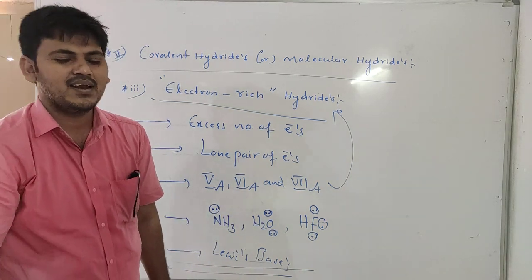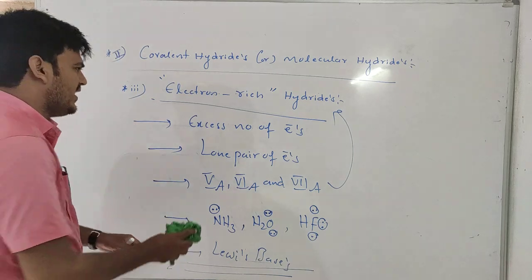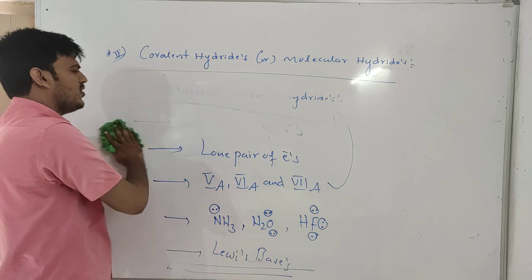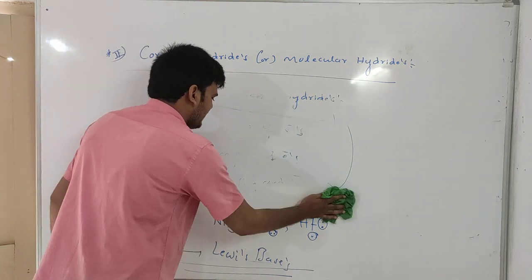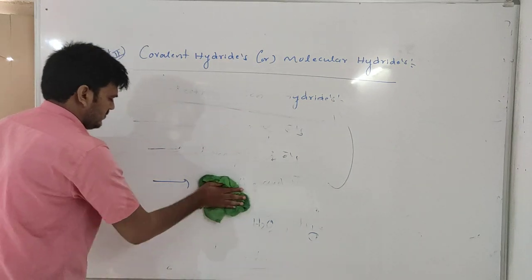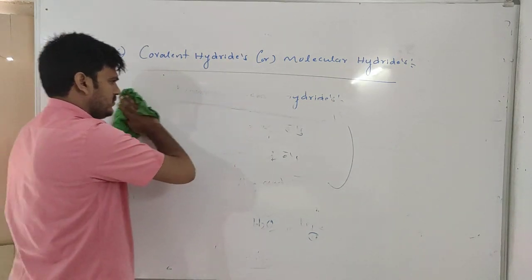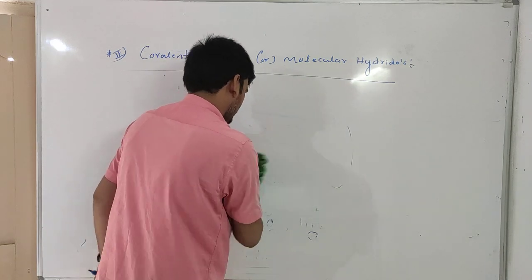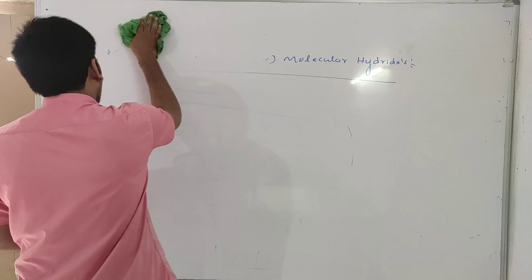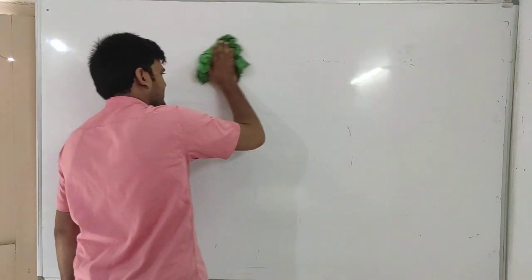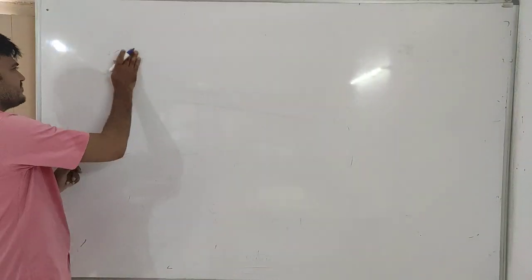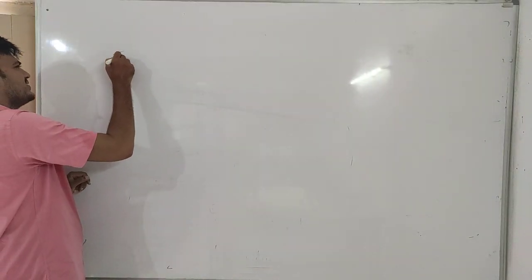Okay. So generally hydrides are classified into three types. First one is ionic hydrides, saline hydrides or salt-like hydrides, and second one is covalent hydrides or molecular hydrides. And the third one, very simple, metallic hydrides.